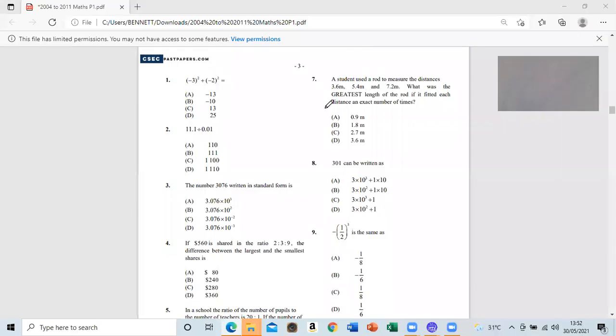Work out something with it. All right. So number 1 says negative 3 squared plus negative 2 squared. We know when we square them, I get positive 9 plus 4, 13.